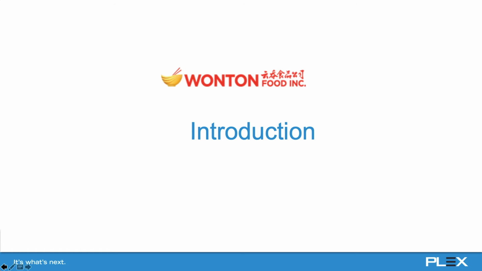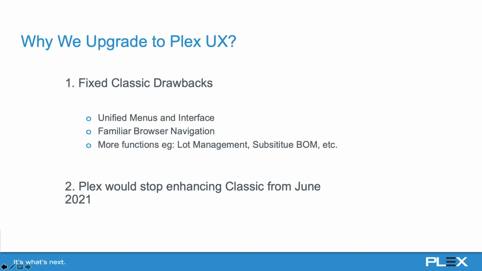So if you are using the old Plex system, which is the classic version, then you may want to ask, why do we need to upgrade to UX? Here are two main reasons. First, UX fixed some drawbacks in Classic, such as UX unified menus, buttons, and the interface.